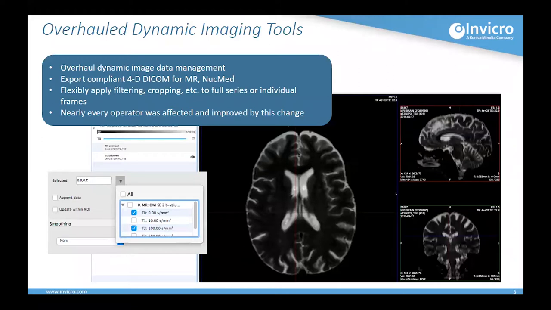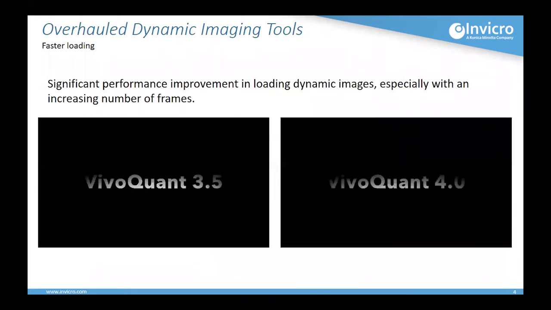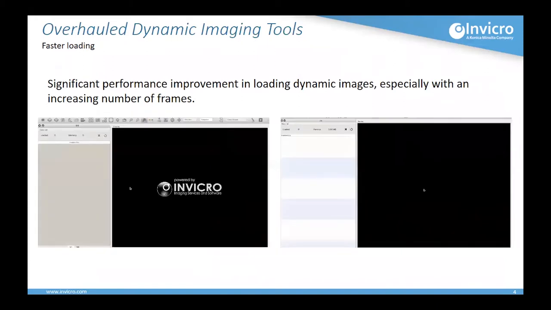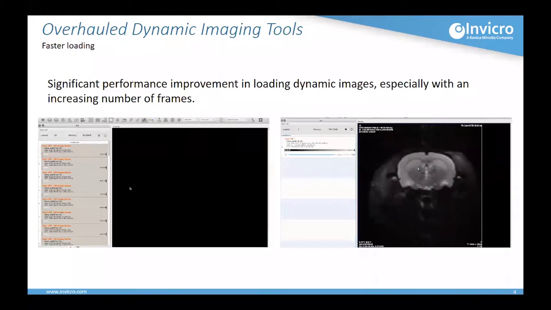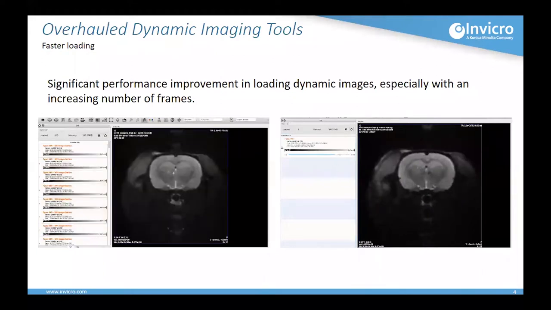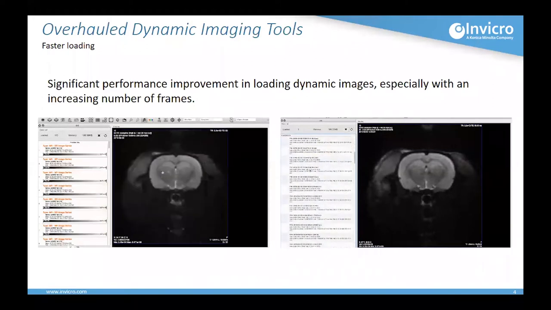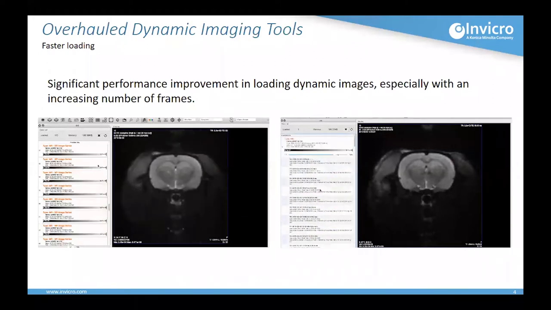Streamlined workflows with the old way of loading dynamic data, don't worry. There's an option for you to load it the old way and make sure you don't break those workflows, and it's fully compatible with old VivoScripts and those sorts of things. One thing that you'll see from these two videos is that it's much faster to load dynamic images now. The infrastructure changes we made really unlocked a lot of cleanup in our loaders and in our UI, and you'll notice considerable performance improvements with that.